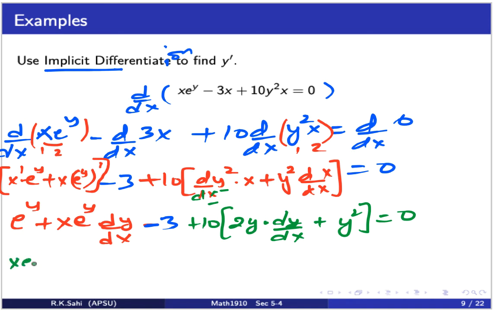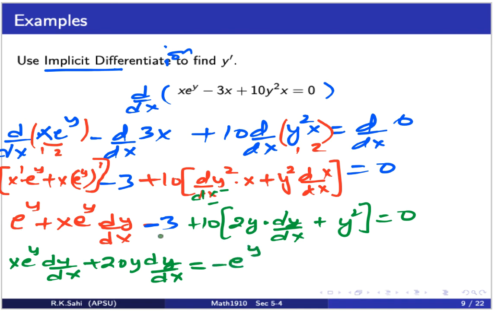So we're going to have x e to the power y dy by dx plus this expression, the 20y dy by dx, and the rest everything goes on the right hand side. So negative e to the power y, then minus 3 becomes positive 3, and this expression 10y squared becomes negative 10y squared. Okay, now gather the dy by dx's together.